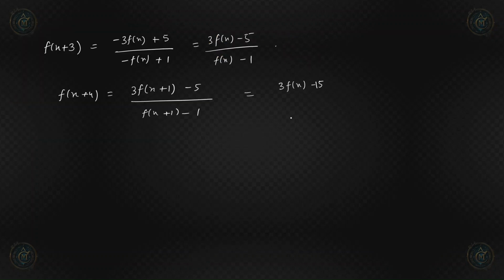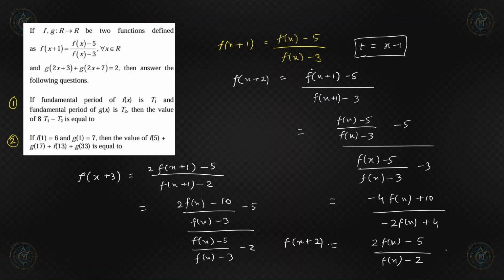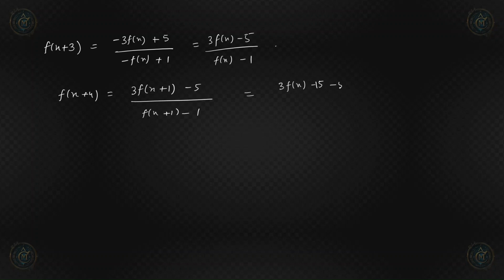sorry, minus 15 here, right? And then minus 5 times this thing, right? So this becomes minus 5 times f(x) minus 3 divided by, we have f(x) minus 5, then minus 1 times this thing, right? So it becomes minus 2 f(x), and this becomes 0 plus 0, right? This plus 15 and minus 15 cancel each other.